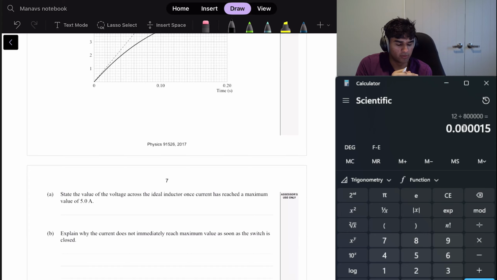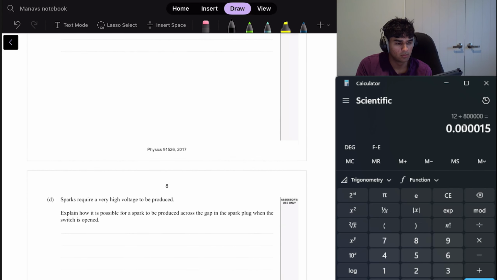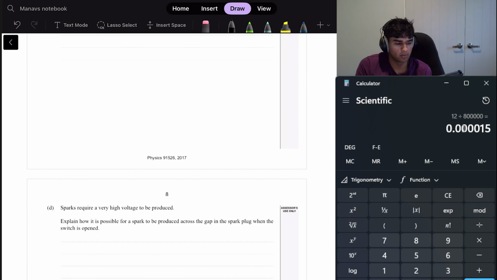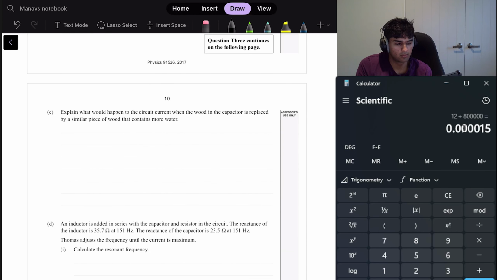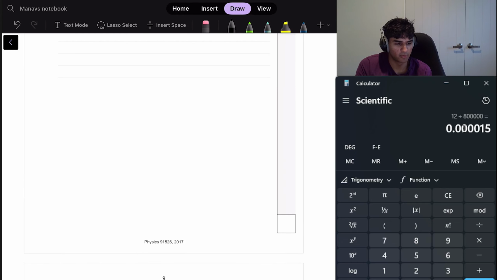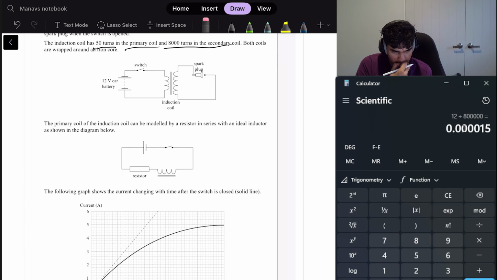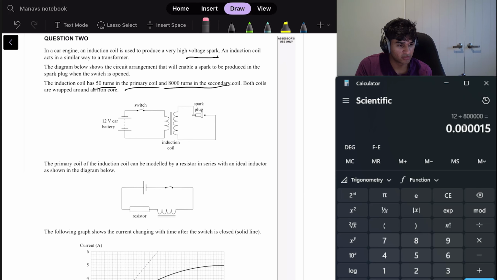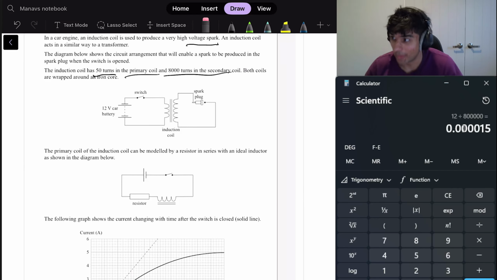State the value of the voltage across ideal and dark. Oh my god, I hate these questions. Question 3 is like my goat question. Go to those ones. I don't like question 2. Given current, given voltage. Guys, I do not know.